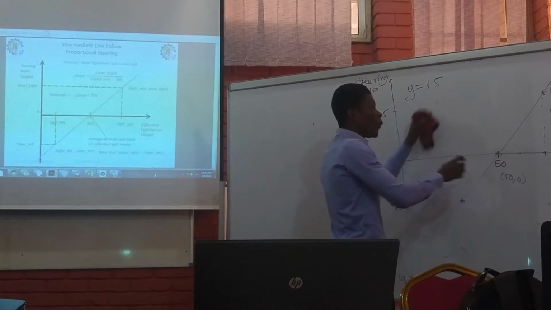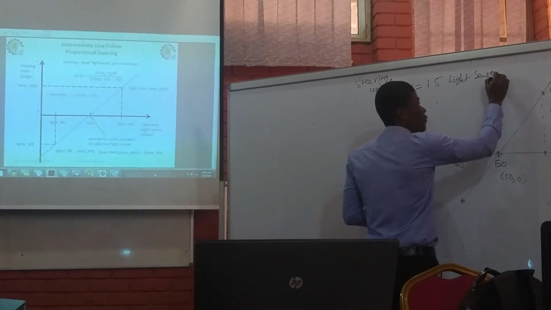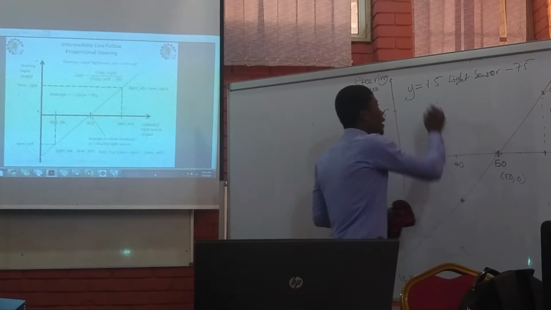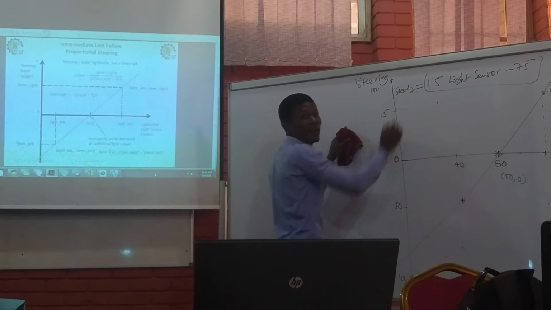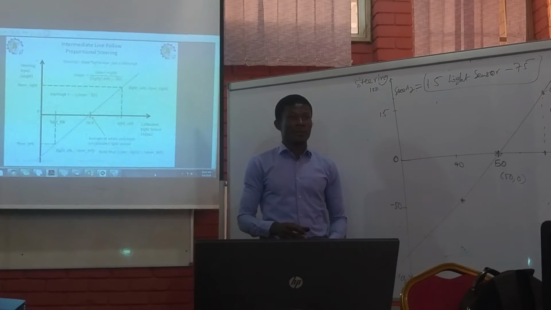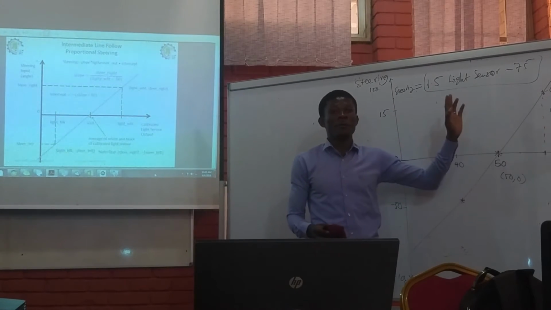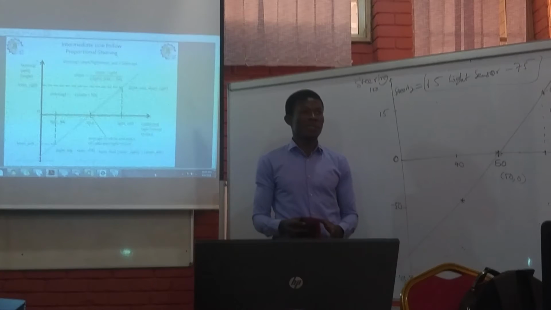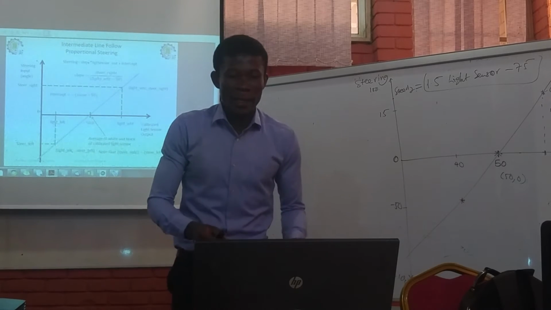So here we say 1.5 times light sensor minus 75. This equation gives you what? The y-axis is what? Steering. I follow. It means this equation can control your car. Your steering should always be equal to 1.5 times the light sensor reading minus 75. So we want to build this equation and feed it to the steering when we are moving at a constant speed. Are we there? Good. So let's try that.